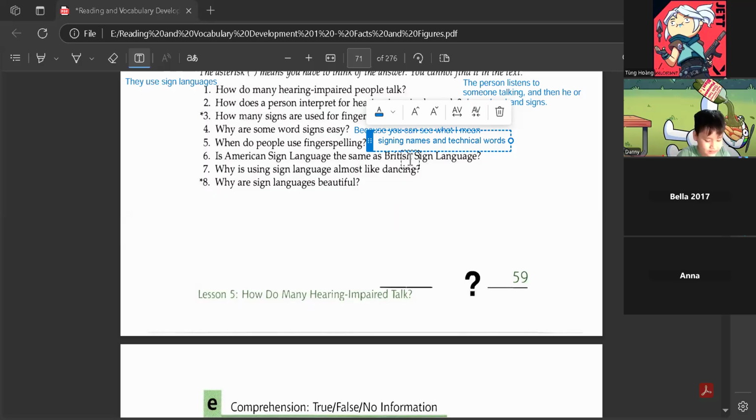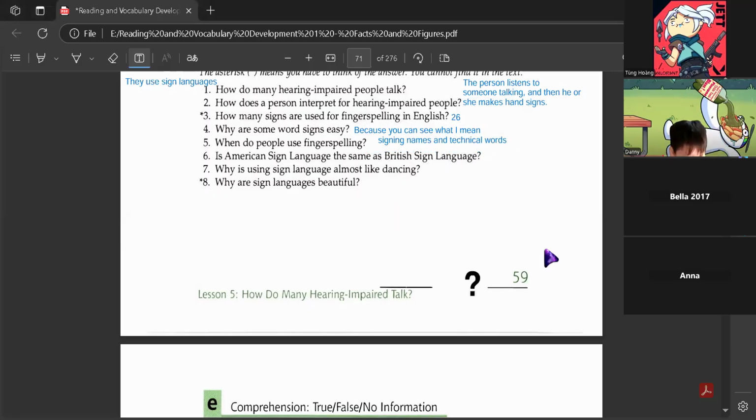Okay. Number 6, is American Sign Language the same as British Sign Language? Danny, is it the same? The number 6, is it the same? No. Very simple. It's no.